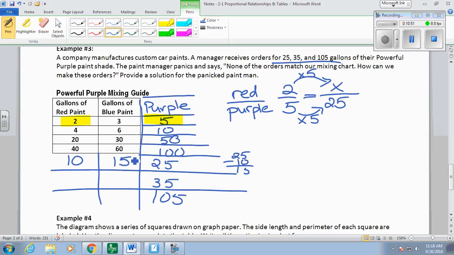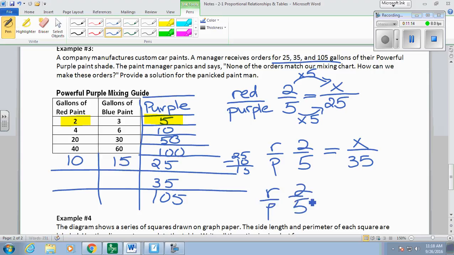So when it says, how can we make these orders provide a solution for the paint man, I can set up proportions. So I can continue to find out how much red paint and blue paint I would need. I'm just going to continue using red to purple and constantly using the 2/5. This time now I'm going to make 35 gallons. The next time I'm going to make 105. Nope, not 205, excuse me, 105.